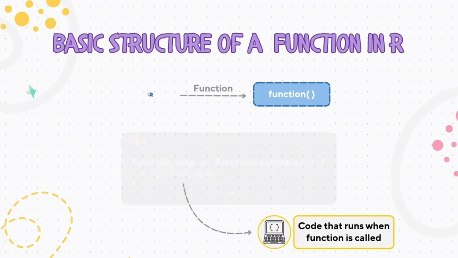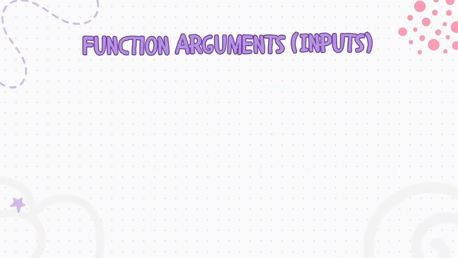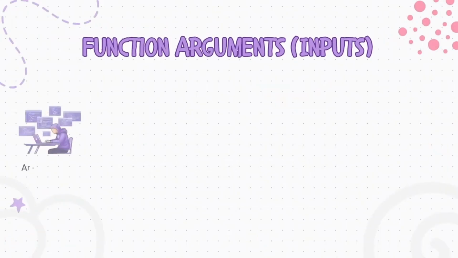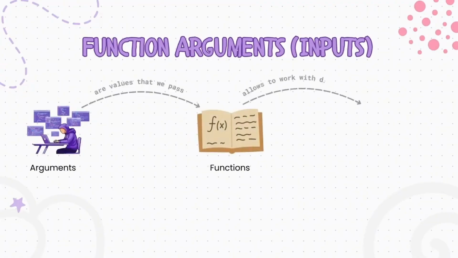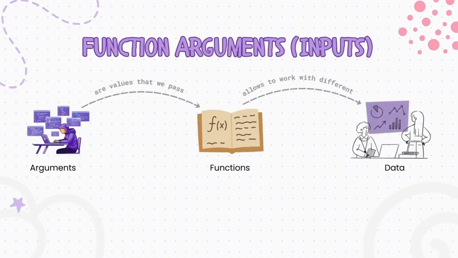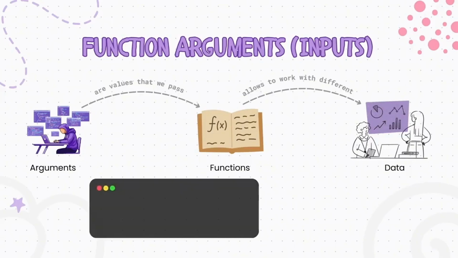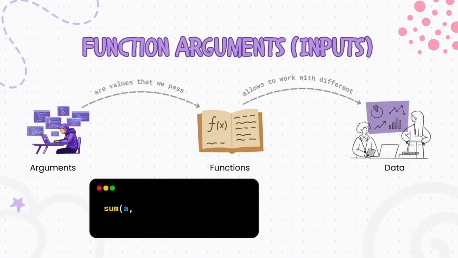Now let's talk about the function arguments. That is the values that you pass when calling a function. So as I just stated, arguments are the values that we pass into a function when we call them. So arguments allow us to work with different data. Now don't get confused. When we define a function, the inputs that we write inside of the function brackets are called parameters, as we just discussed. But when we call or use the function, the actual values that we pass into it are called arguments.